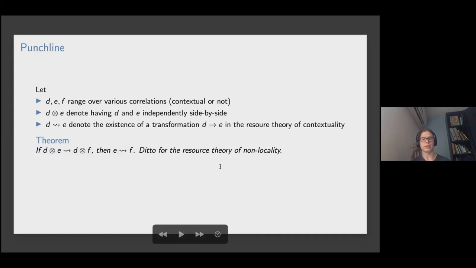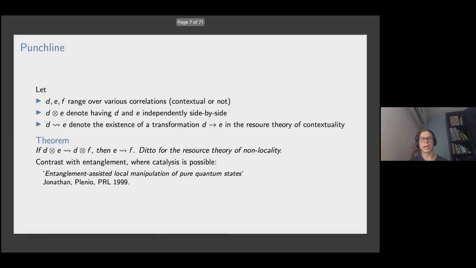And the same holds for the resource theory of non-locality. I'll talk later about what the relationship between these two is. And one of the reasons why I think this kind of result is interesting is because it's one further way in which contextuality and non-locality behave differently than entanglement. We often think that entanglement behaves similarly as a resource theory to non-locality, although there are already known results called anomalies of entanglement that show that in some situations they behave differently. And this is one further case.